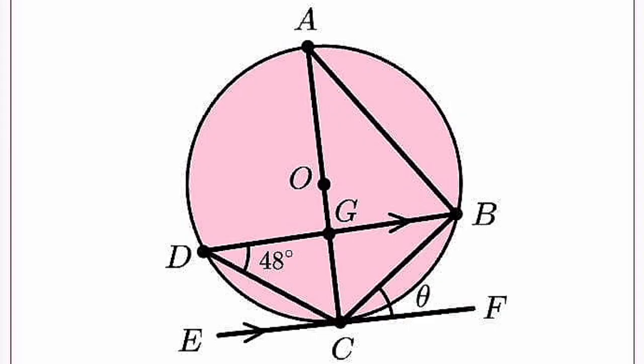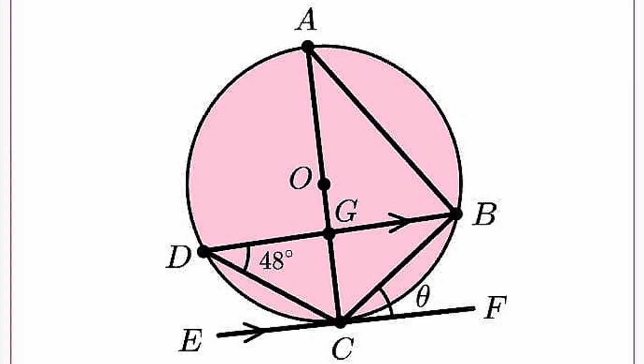Okay? Now, we are going to look at chord CB. So chord CB divides the circle into two segments. So we can see that triangle CDB should be equal to triangle CAB. So the 48 at D should be the same at A. So A is 48 degrees. And now look away from that and look at diameter AC. Diameter AC forms an angle in a semicircle at B. So B is 90 degrees.